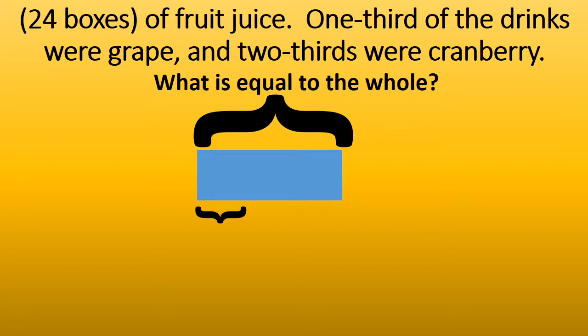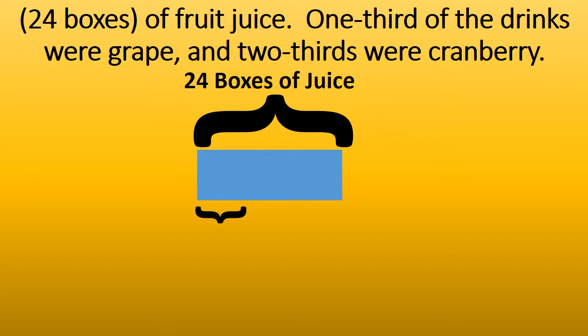Now, if we look at our tape diagram, the question remains exactly the same, and we're going to label it. Our top bracket is always what is equal to the whole, in other words, what is being divided up into the fractions. And this, of course, is our 24 boxes of juice. Now the question becomes, what are we going to divide our tape into? How many sections? Well, you can see it says 1/3 of the drinks were grape and 2/3 are cranberry. So obviously we're going to split it up into thirds.